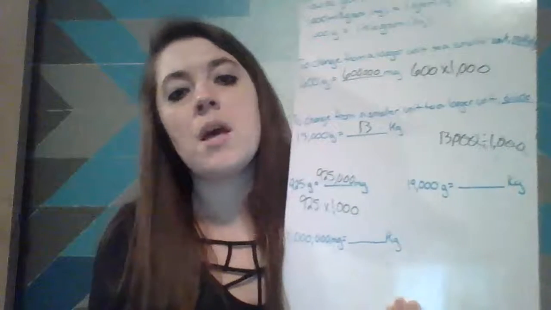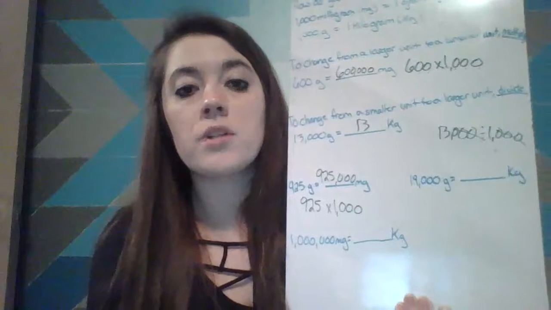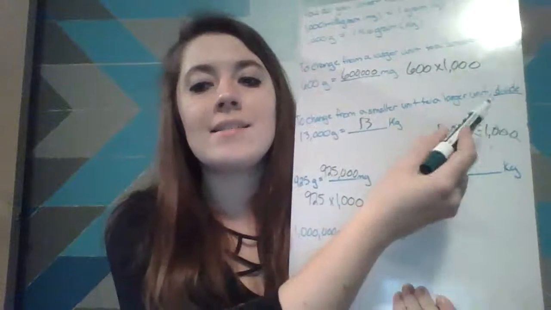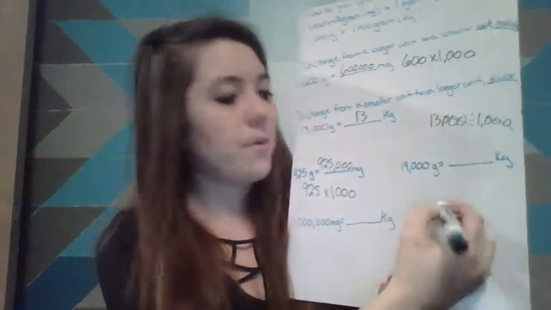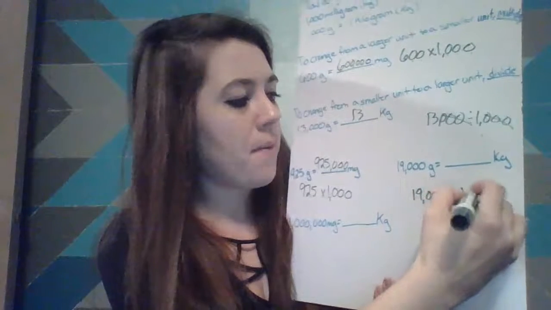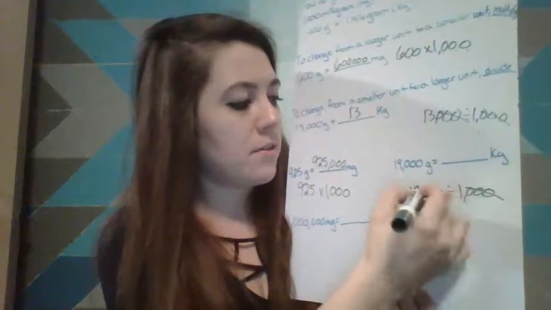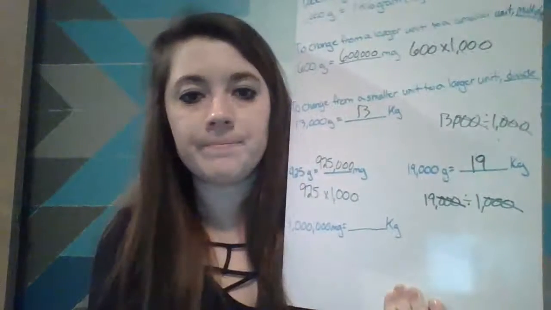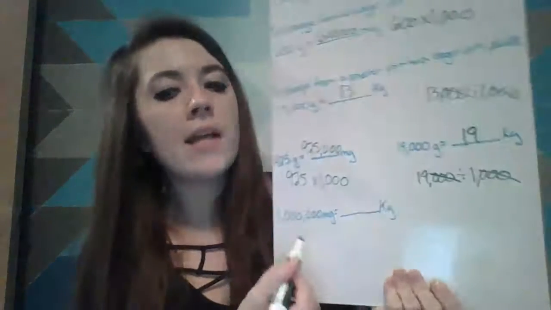19 grams to kilograms. Grams to kilograms. Are we going from smaller to larger or larger to smaller? Smaller to larger, which means we divide. So we're going to take that 19,000 and divide it by 1,000. The zeros go away. 19 divided by 1 is 19. All right, the last one.